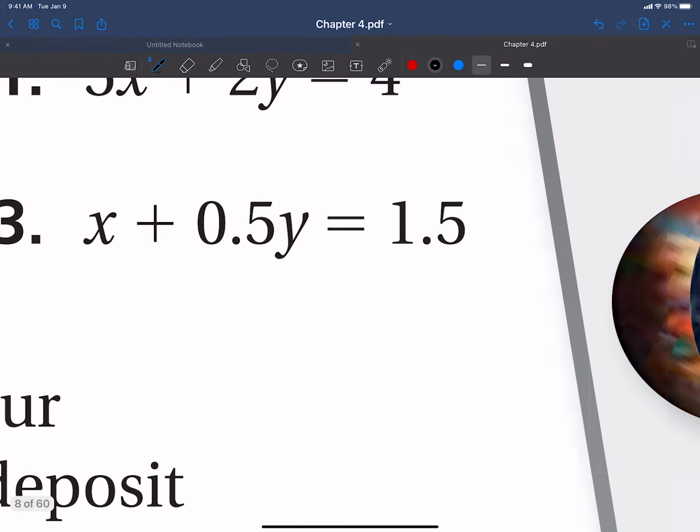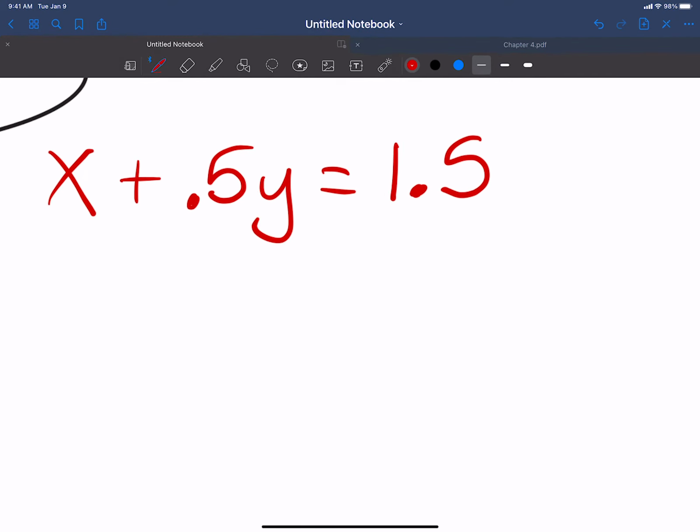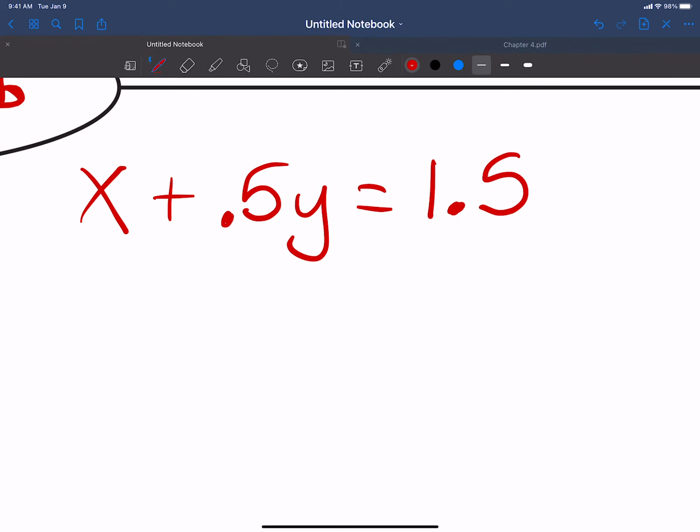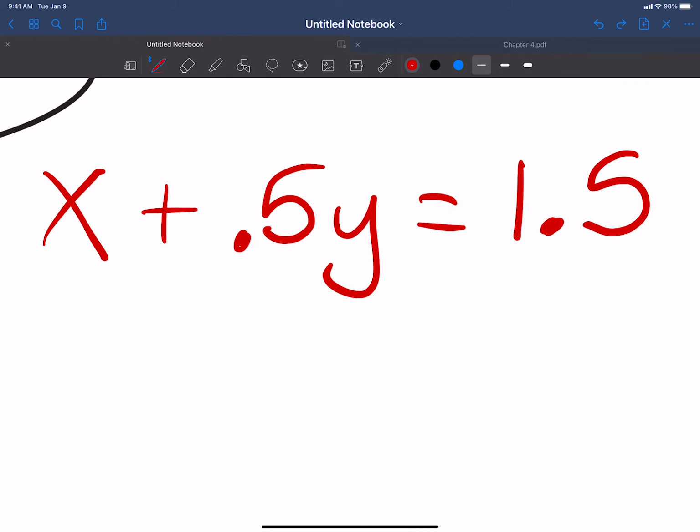X plus, let's see if I can remember this. X plus 0.5y. Is it 2? 1.5. Okay. X plus 0.5y equals 1.5. All right, my job is to get y by itself because I want it to look like this. Y equals mx plus b. What's happening to y? Well, it's being multiplied by 0.5, and it's also being added by an x.